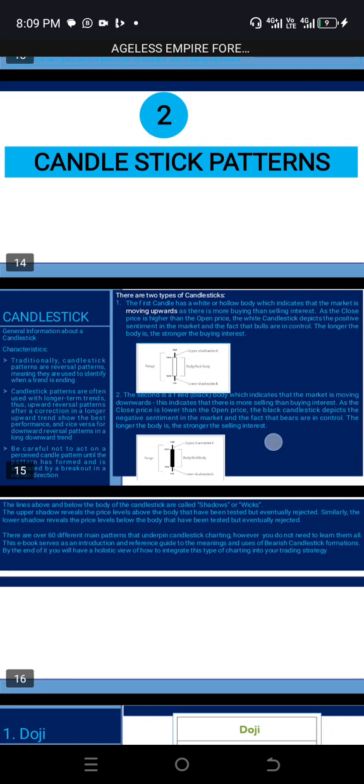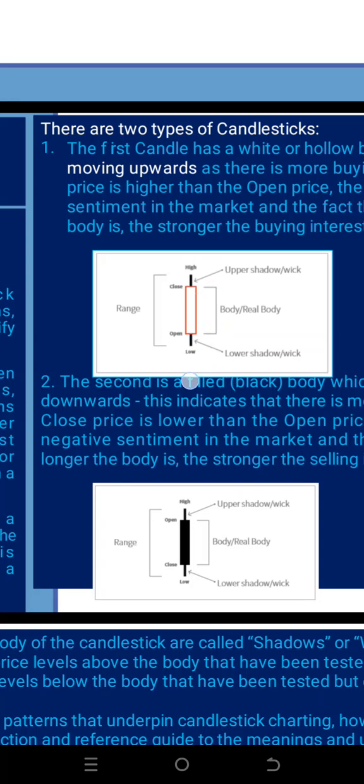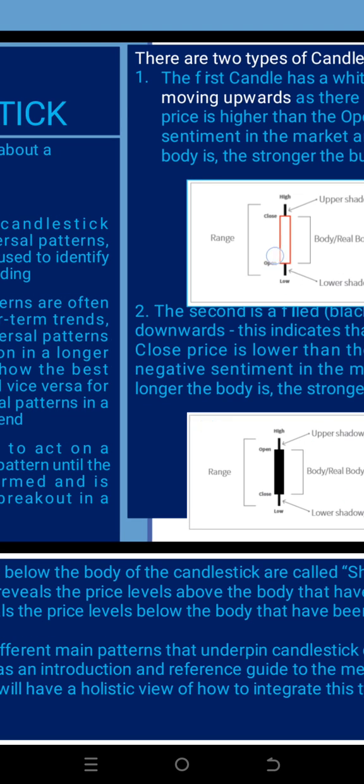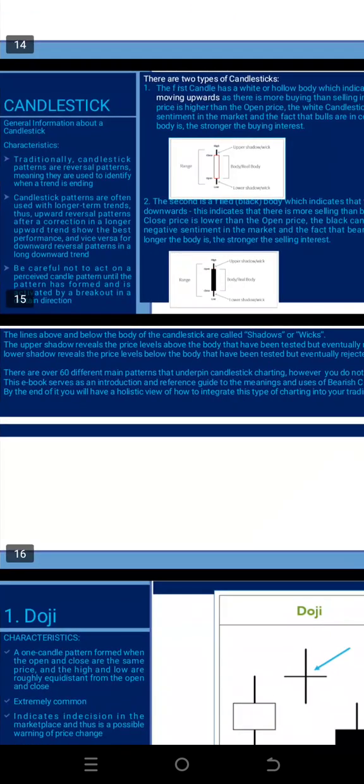So this is a typical example of a bullish candle, okay? This one is a typical example of a bearish candle. This is black. In your chart, your bears should be red, right? You should know that while your bulls are green. You can always set your chart to be whichever way you want it.